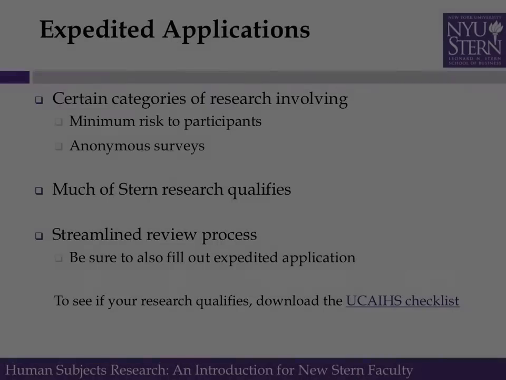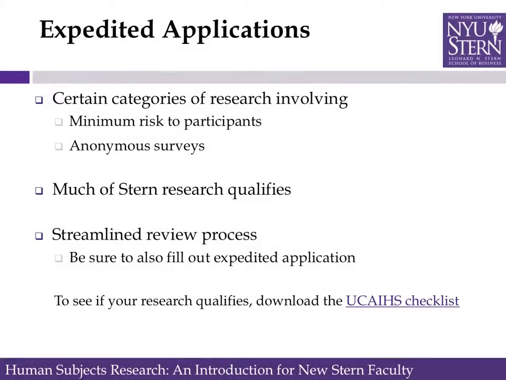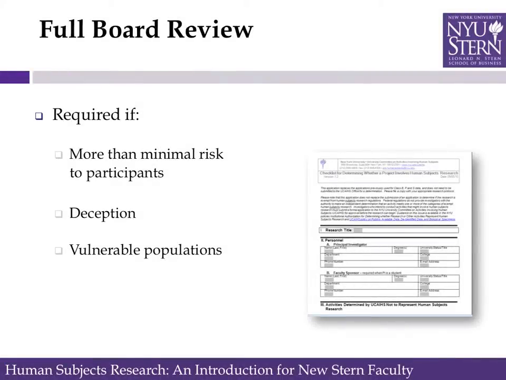The second category is what we call expedited. Now, a lot of the research at Stern qualifies for expedited review. If there's minimum risk to participants, if you're dealing with anonymous surveys, then you qualify for this streamlined review process, but you still do need to apply. If you want to see if your research qualifies for expedited review, again, take a look at this checklist and you can find out.